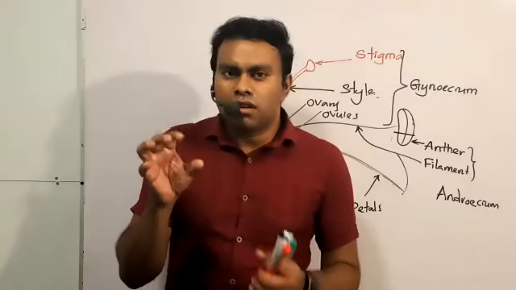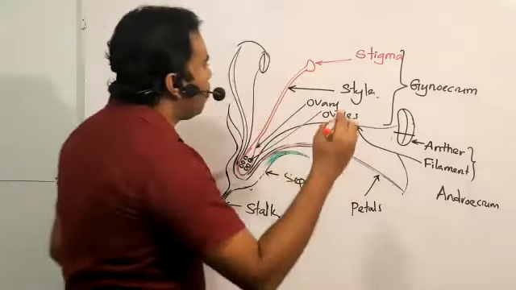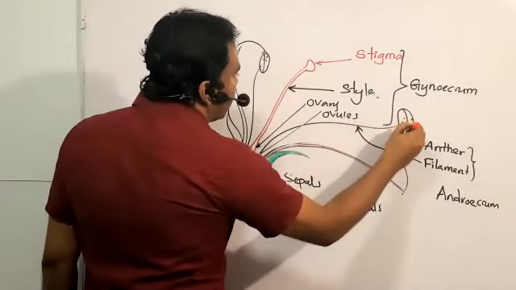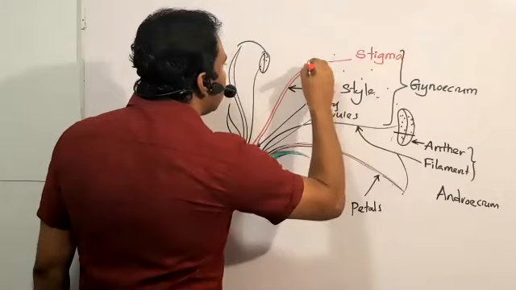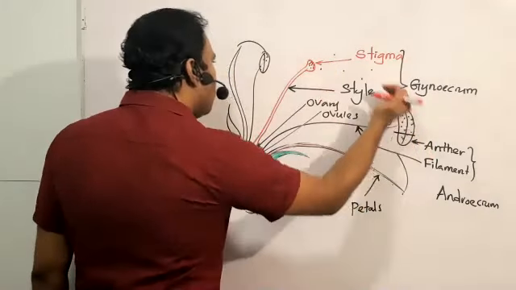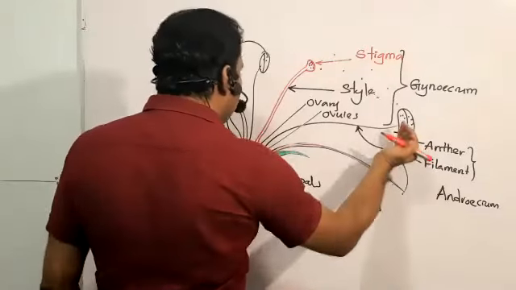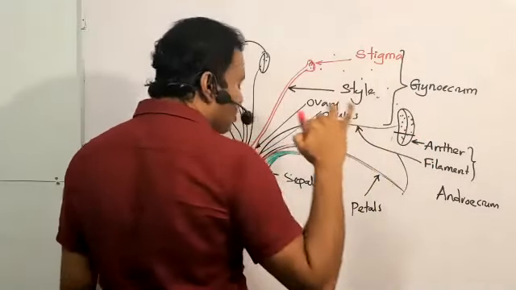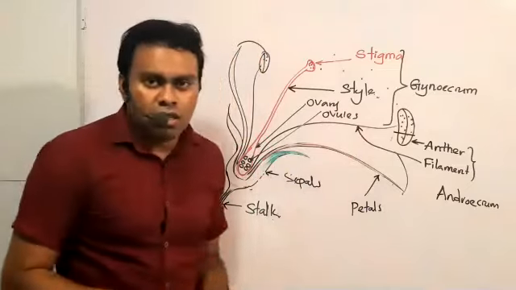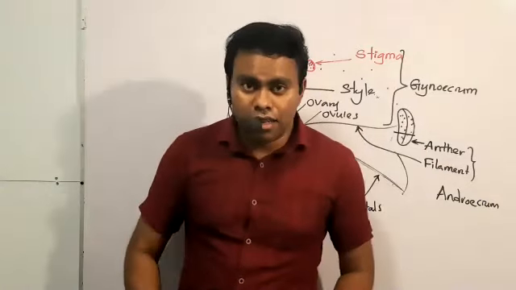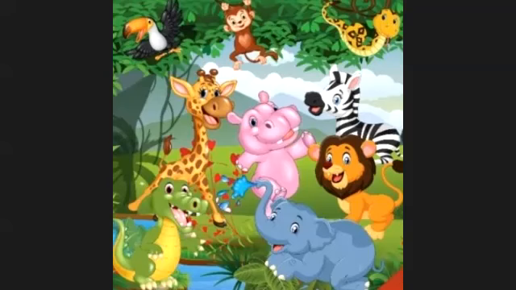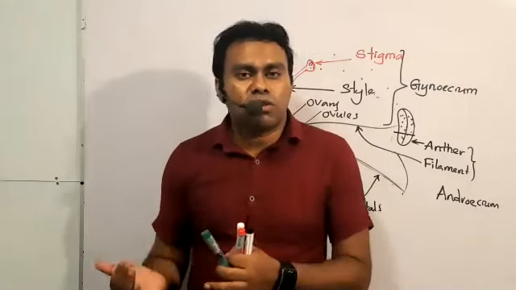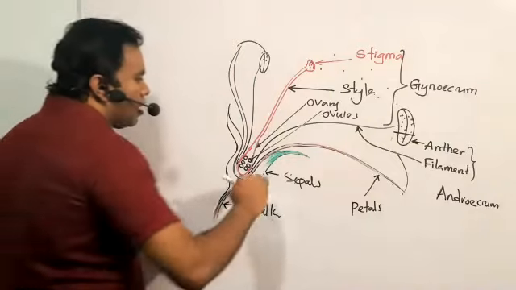Pollination means deposition of pollen grains produced by the androecium, deposition of pollen grains over the stigma. That deposition of pollen grains, we call that pollination. Okay, so these colorful petals help to attract insects for the pollination.